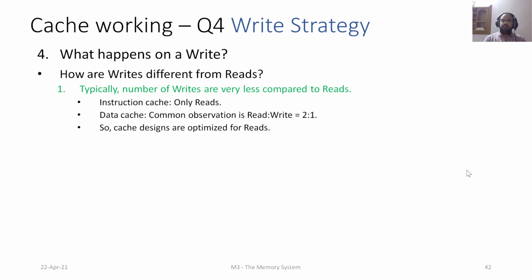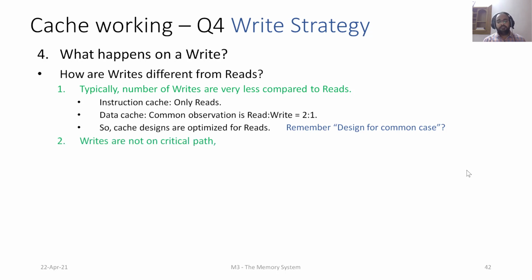So whatever we design the cache for is keeping the reads in mind. So this is more like the design for common case scenario, right? So everything is optimized at the hardware, keeping reads in view. We want to speed up the reads, or we want to reduce the power consumption of the reads, etc.